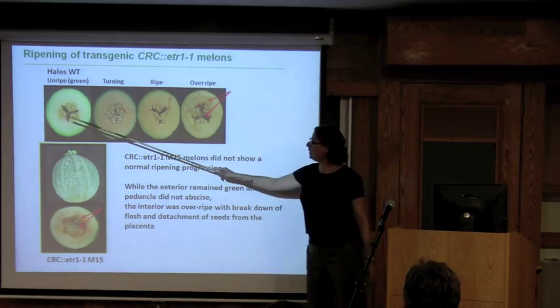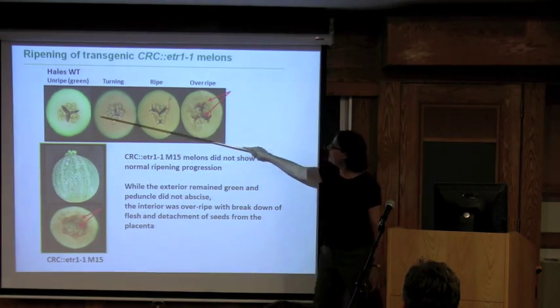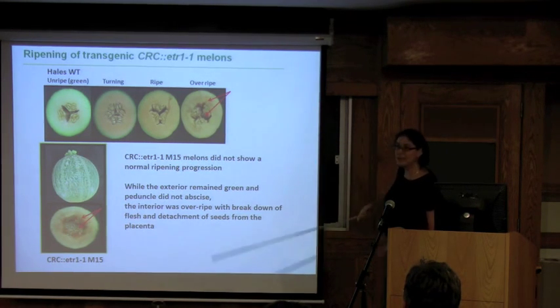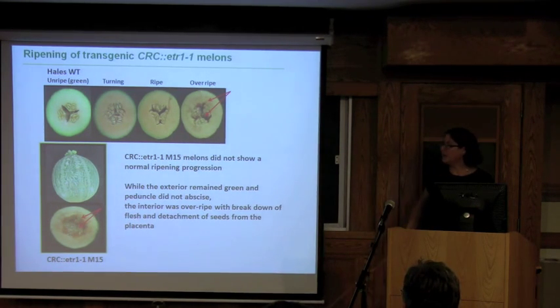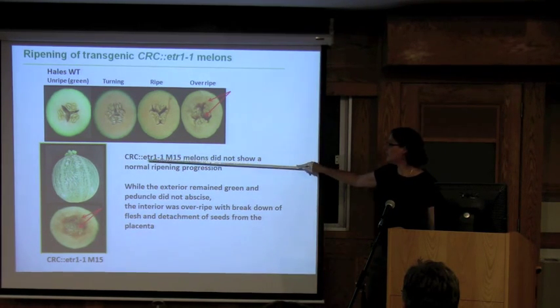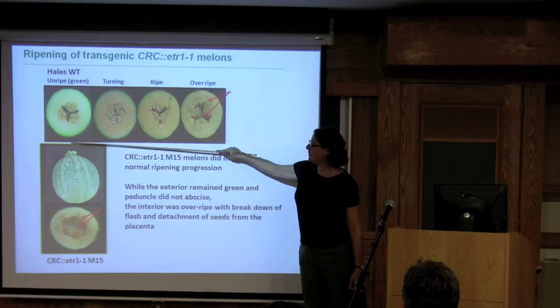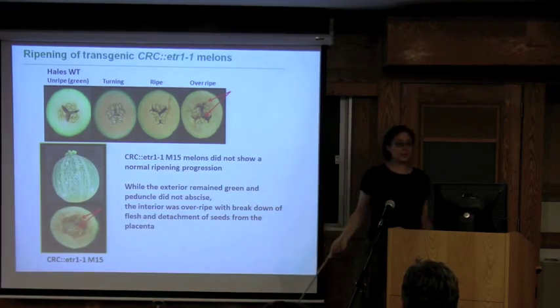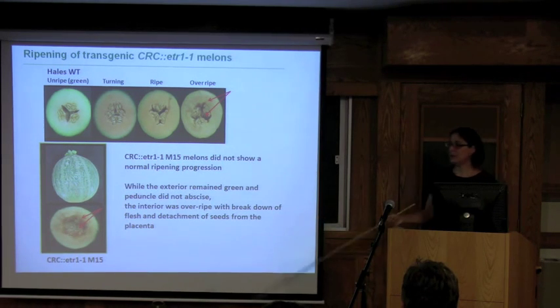So if we're looking at our wild type melon, we're going from green to turning to ripe and then eventually overripe, where you see degradation of the flesh and separation of seeds. On the other hand, if we look at many of our CRC M15 fruit, they remain green on the outside, they do not upsize from the peduncle, yet when you open them up, there is degradation of the flesh and detachment of the seeds.